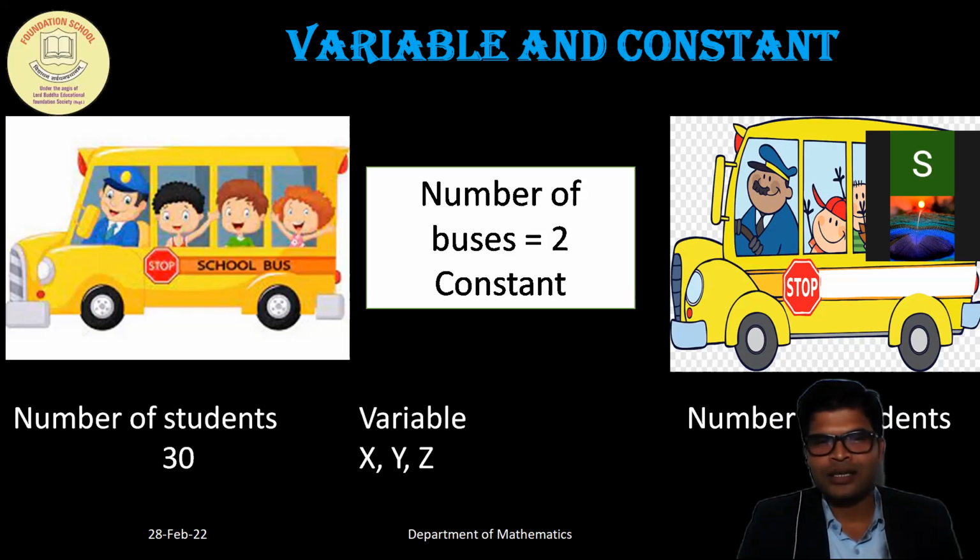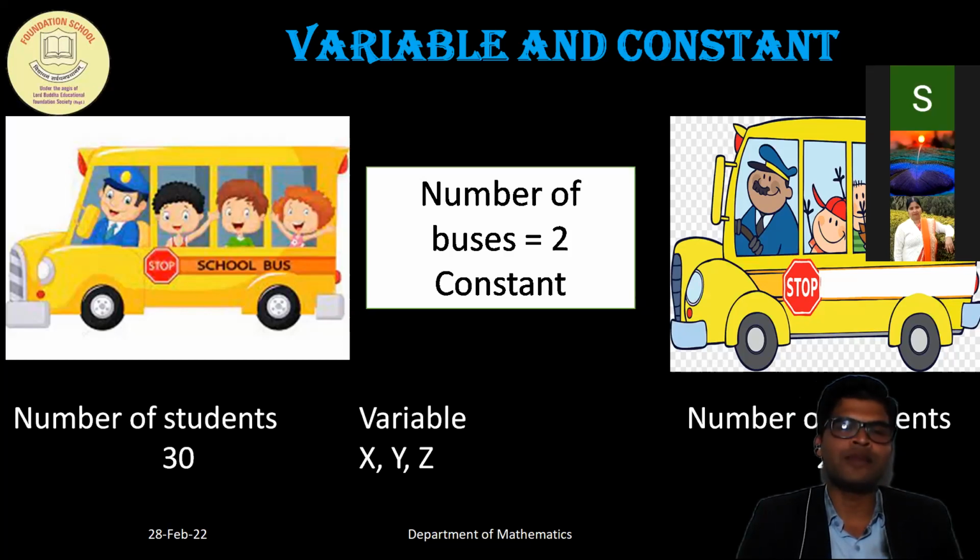This is changing. It keeps changing. So that is why in mathematical terms, we call it a variable. And the total number of students in a bus for this situation is a variable. And rather we say X, Y, Z. Then we introduce them to X, Y, Z. We can even call it A, B, C, D. But in a general way, we call it X, Y, Z.